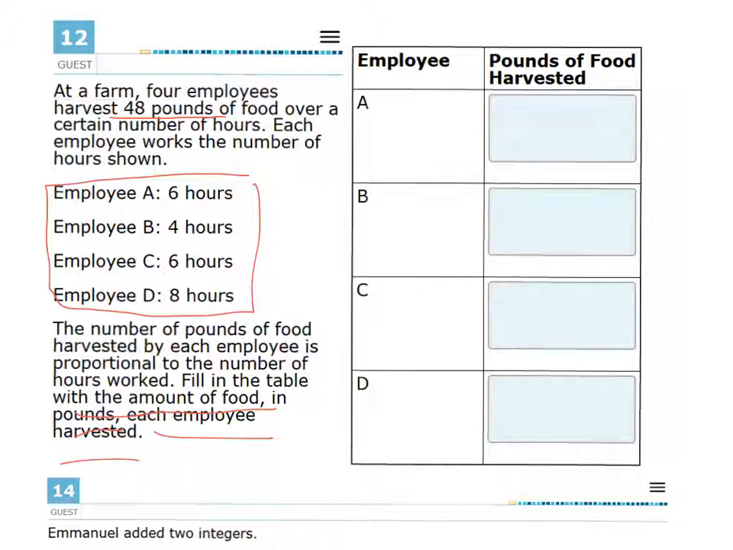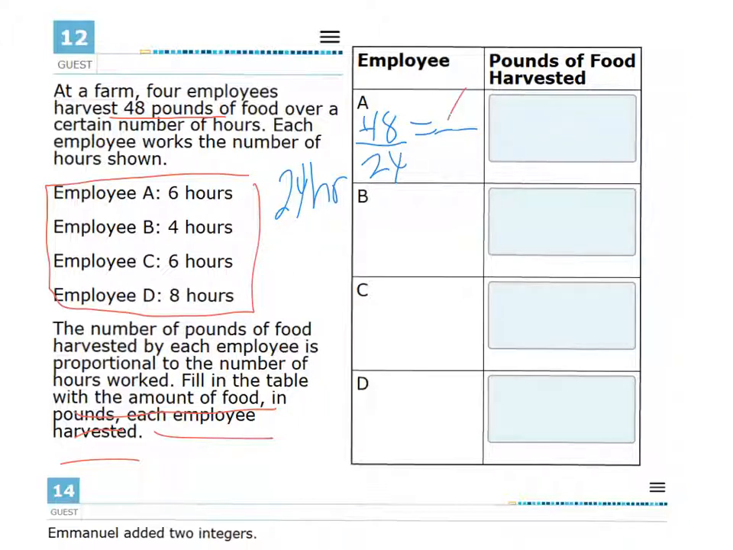The first thing we're going to want to do is calculate how many total hours they harvested the 48 pounds. So we're going to add the 6, the 4, the 6, and the 8, and that gives us 24 hours. Now we can set up a proportional relationship, and we realize the 48 pounds in the 24 hours would be equal to the amount of the employee working hours versus the amount of pounds.